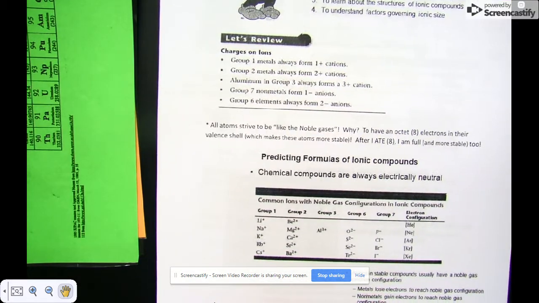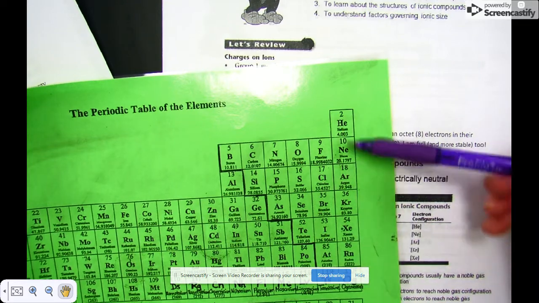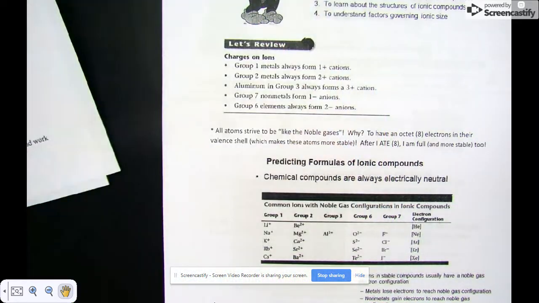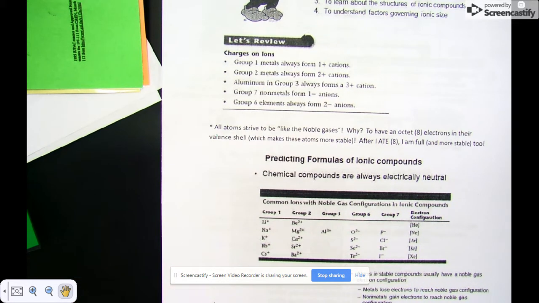So one thing we should point out and refresh our minds with is that all atoms always want to be like the noble gases. Noble gases are those gases on the very right-hand side of the periodic table that are called the inert gases. They don't bond with other things, and they have 8 valence electrons. That is the best situation to have. They have a completely full valence shell, which makes them more stable, makes them less likely to bond with other things, and just makes them overall happy. The way to remember that is you can say, after I ate, I am full. So you have 8 electrons and you're full, and therefore you're more happy.